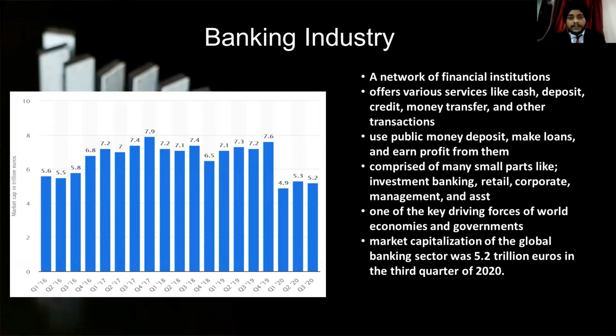The banking industry is made up of many small parts like investment banking, insurance industry, commercial banks, etc. Banking sector is one of the key driving forces of world economies and governments. The market capitalization of the global banking sector was 5.2 trillion euros in the third quarter of 2020, which we can see in the bar chart as shown in the PPT. Market cap is the number of shares in the company multiplied by the price per share. In this case, the sector market cap is the sum of this metric for all major banks.